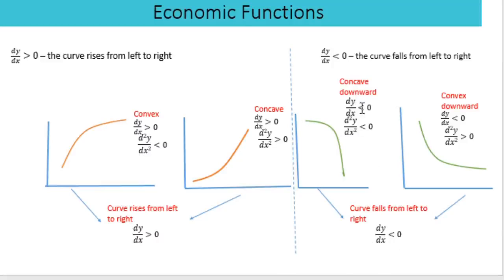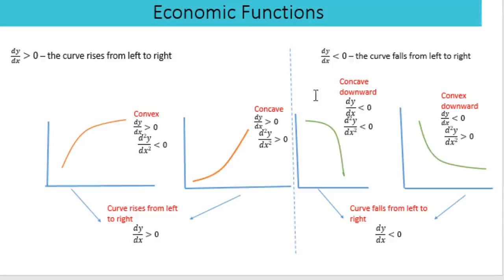In the case of concave downward, the second order condition must be less than 0, and convex downward, the second order condition should be greater than 0. These are the points to be remembered when we explain the relationship between the average cost and marginal cost.